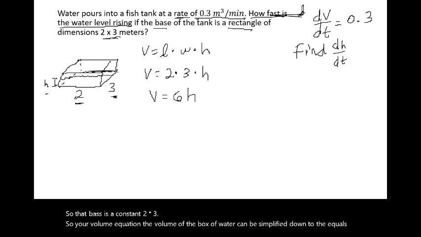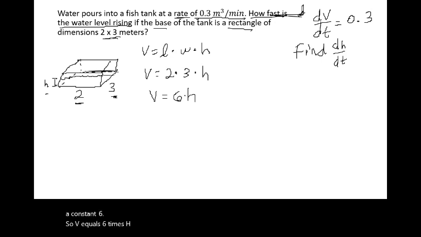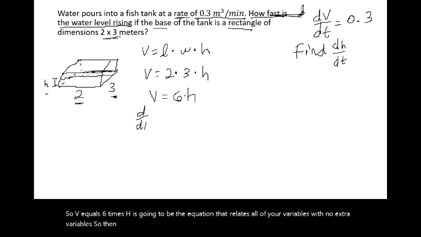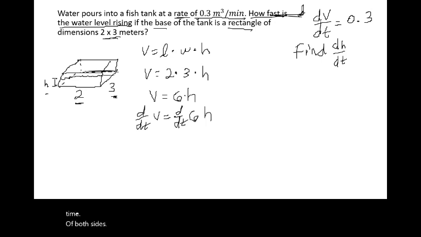Because the base of the tank is not changing as water is being poured in, length times width is a constant 6. So V equals 6 times H is going to be the equation that relates all of your variables with no extra variables. So then I'm just going to take the derivative with respect to my independent variable, time, of both sides.